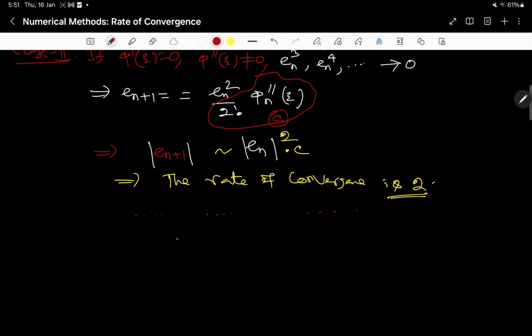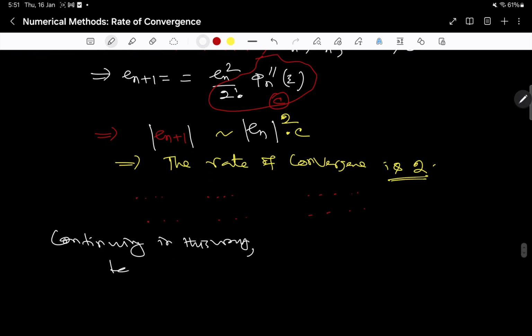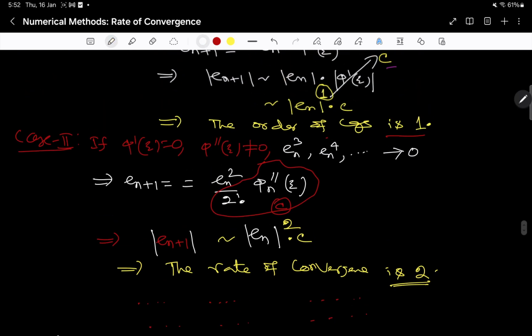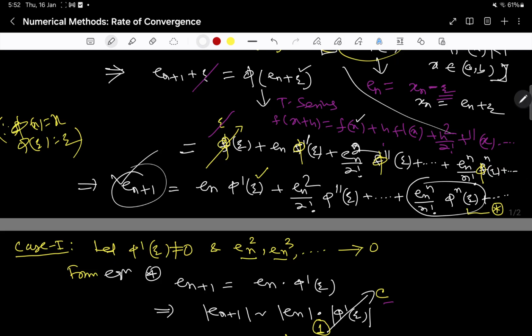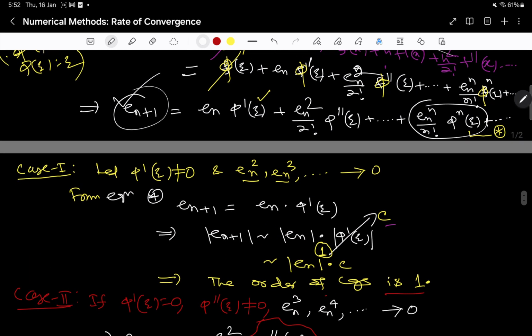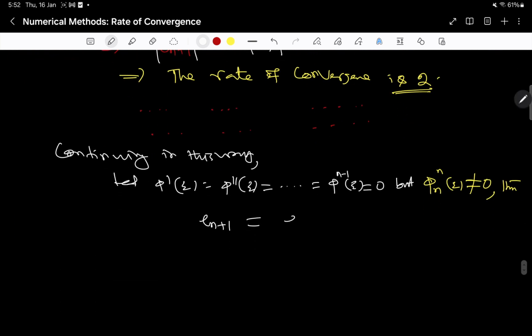Now if we continue in this way, let phi dash zeta, phi double dash zeta, and so on, up to the (n minus 1)th derivative at zeta be 0, but the nth derivative is not equal to 0. Then from your equation star, this term will remain: epsilon n plus 1 is equal to epsilon n to the power n by factorial n times the nth derivative of phi at zeta.